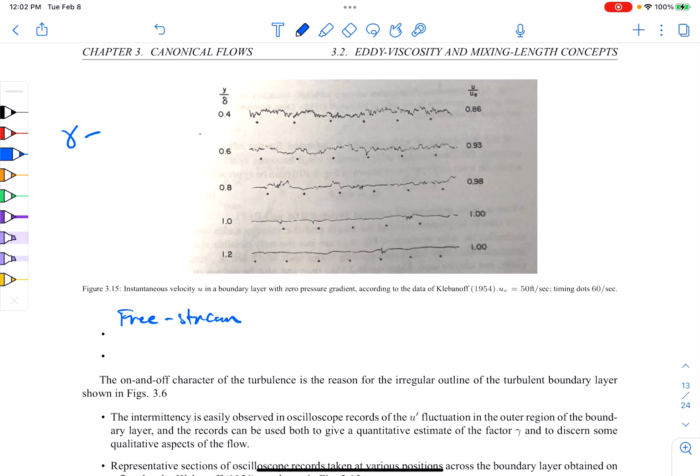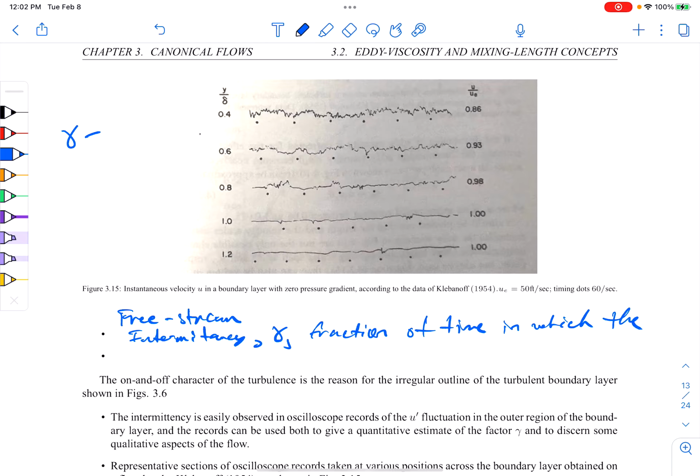So intermittency, or gamma, is some fraction, let's say maybe of time, in which the flow is turbulent. So how would I do that? Maybe I would take a hot wire and put it at the edge of my boundary layer and look at the time history of the velocity, and I would see what? I would see my chaotic motions, and it would go back to being like a nice laminar flow and back to chaotic motions. And so that would be a value between, say, 0 and 1.